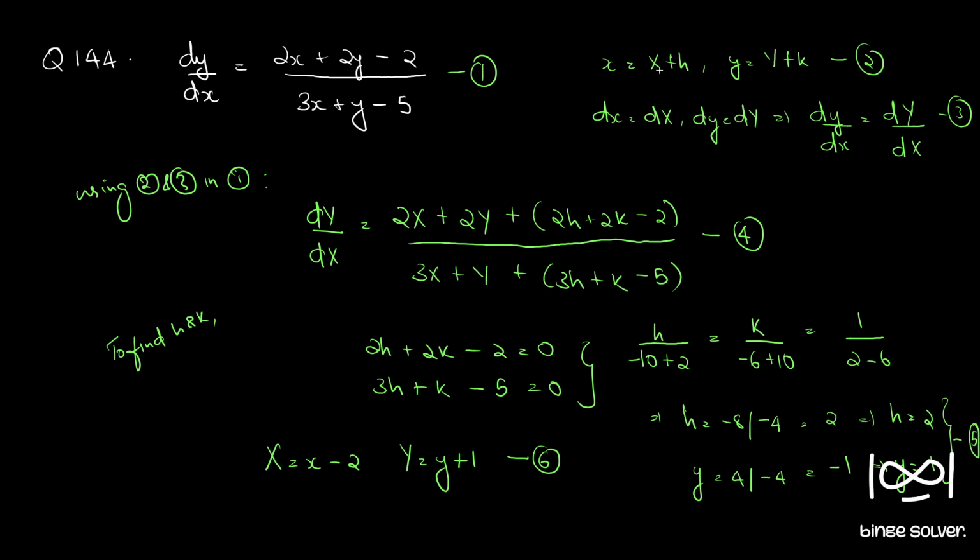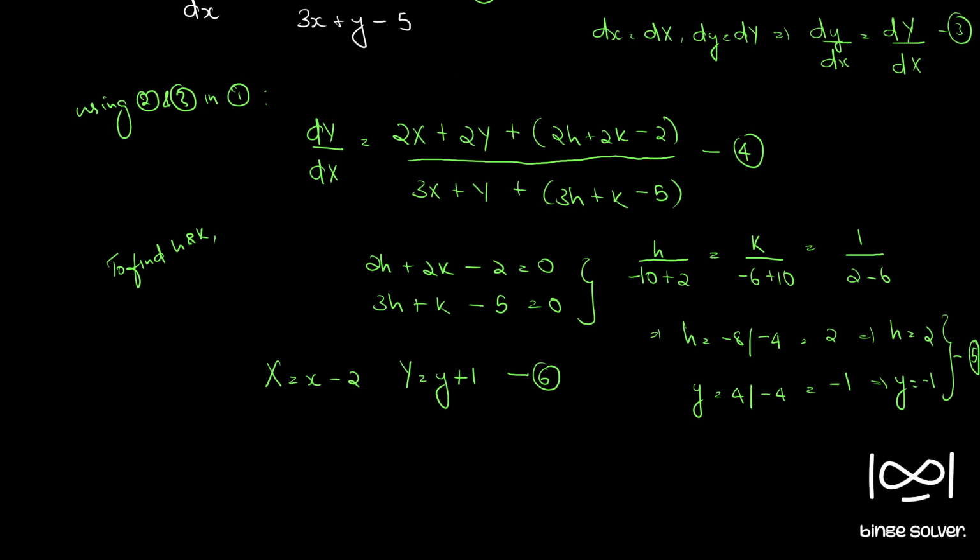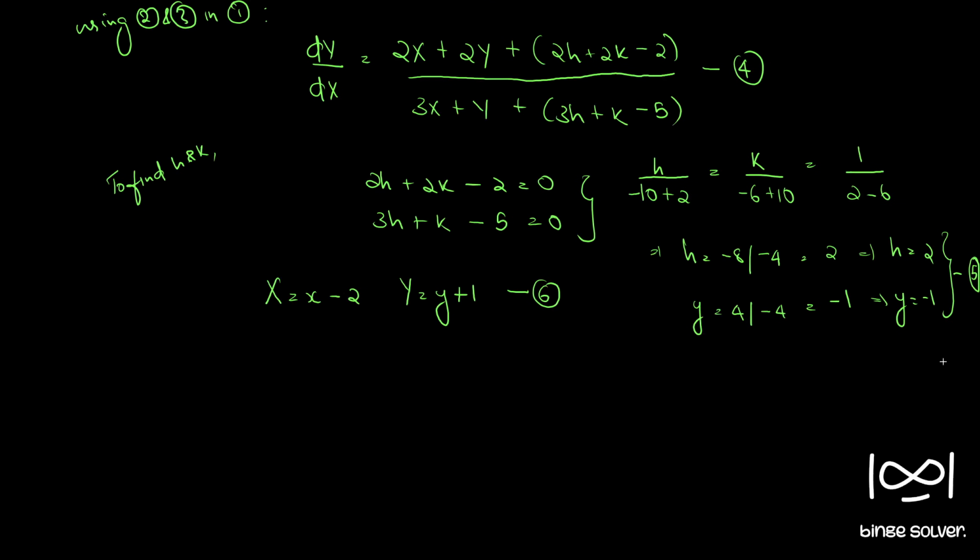So capital X is x minus h from equation 2 only. Using equation 2, we can write capital X is equal to x minus h, where h is equal to 2, and capital Y is y minus k, which is y plus 1. Okay, now we have 5 and 6. Putting the values of h and k from equation 5 into equation 4, we get d capital Y by d capital X is equal to (2X + 2Y) by (3X + Y). Now we will call this equation 7.